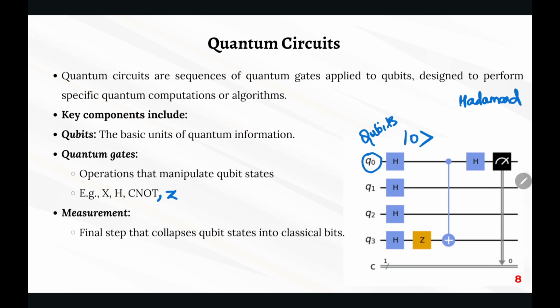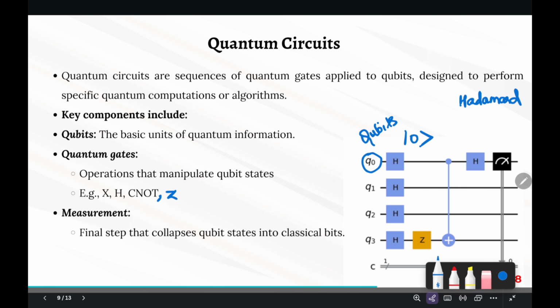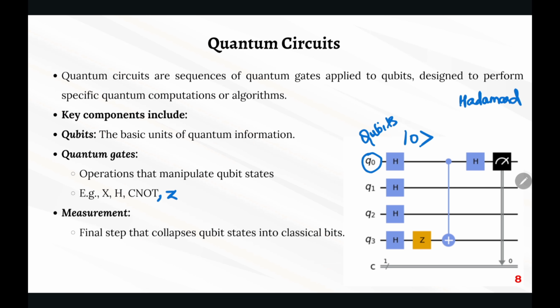This Hadamard gate is going to place zeros and ones. Each gate is going to change the state of the qubit. For now, you can see a Hadamard gate followed by a CNOT gate. This kind of circuit is called the Bell state circuit.